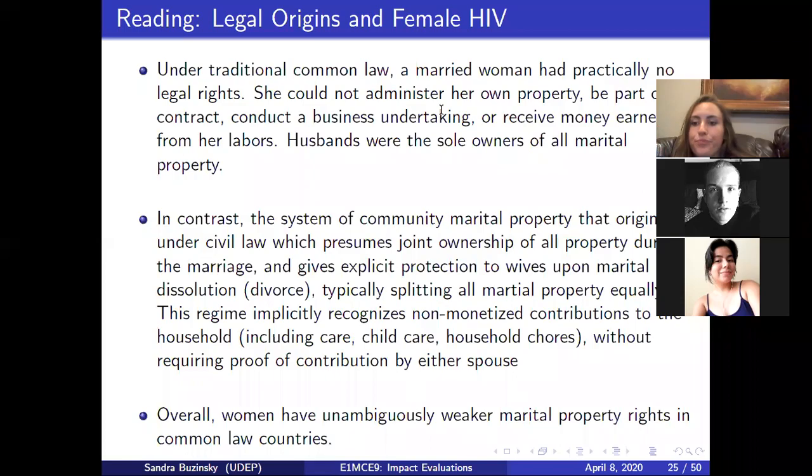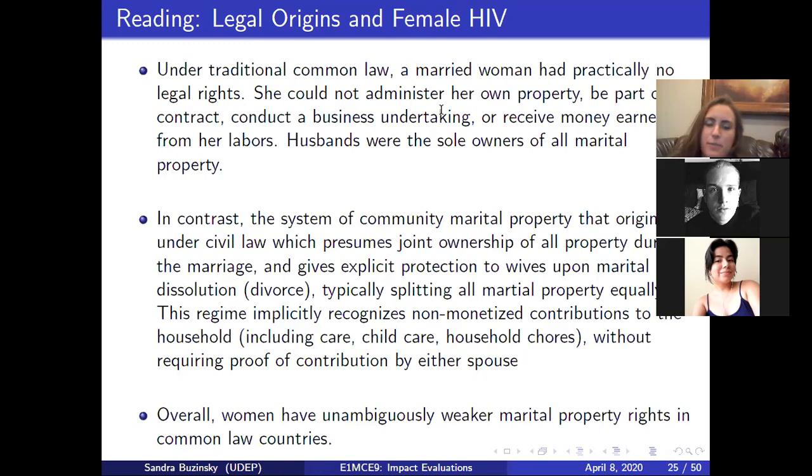All right, so as we said, the laws most relevant to a woman's negotiating power will be how she can control assets and her household property. Under common law, which is the British system, a woman cannot administer her own property, or even be part of a contract. She cannot conduct a business or even receive money earned from her labors. So the husbands were the sole owners of all property between the couple. She was basically just working for her husband and she had no control of her money.